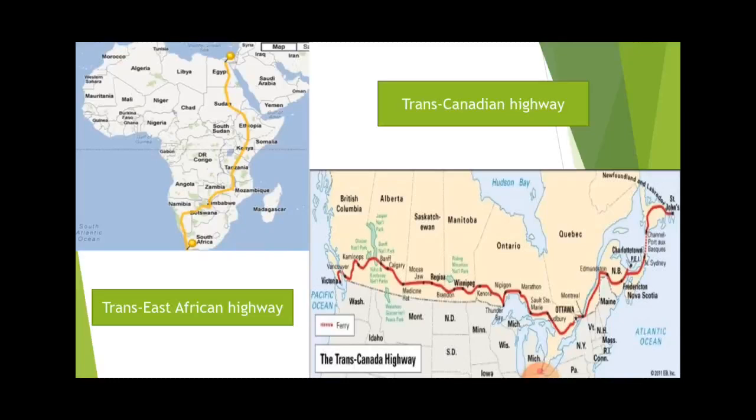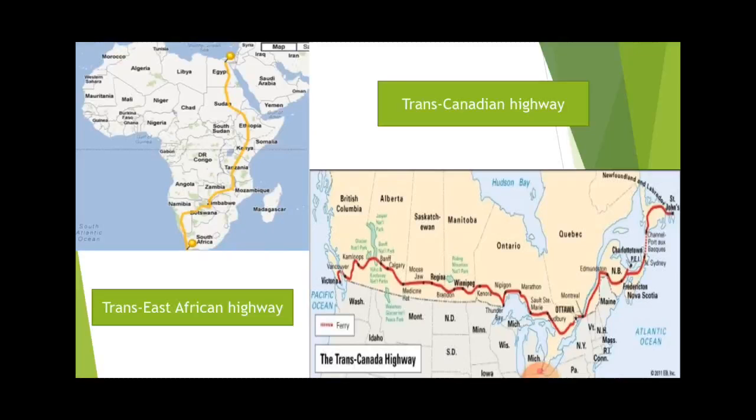In Canada also, you can see the Trans-Canada Highway. So from one part to another, from the eastern part to the western part, this is a transcontinental roadway.